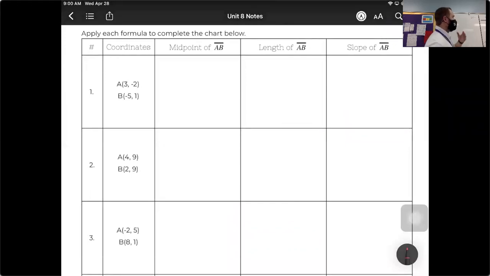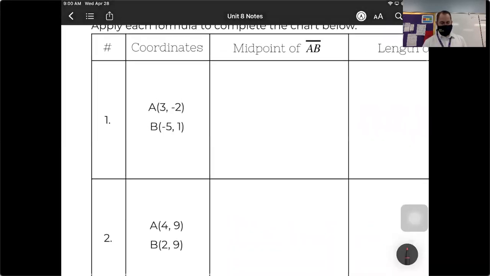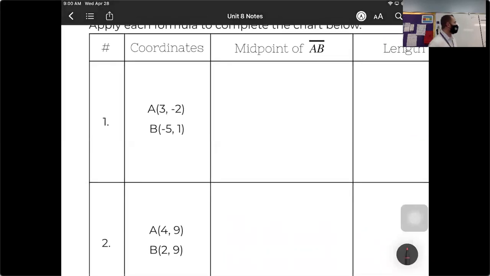Okay, so as we look at these different ordered pairs I'm giving you, we're going to find the midpoint, length, and slope for one segment at a time. So we're going to start with these first two ordered pairs. A is at (3, -2). B is at (-5, 1). We're going to find the midpoint first. All right. Remember, the midpoint formula is add the x's, divide by 2, add the y's, divide by 2. Midpoint is the only one where we add. Slope and distance, we subtract, but midpoint we add.